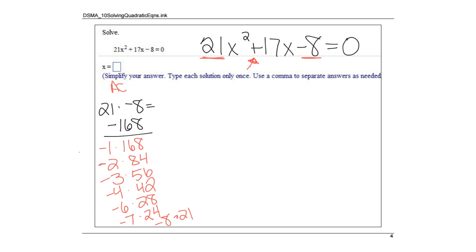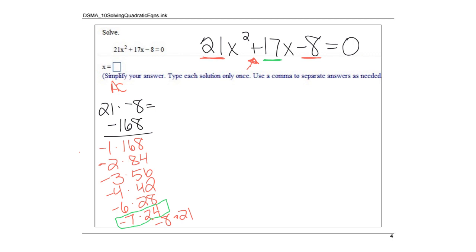So now what I need is when I add, because all of those multiply to give me negative 168, but I need them to add, right? I need to add them together and get a positive 17. So I think that's going to be right here, negative 7 and positive 24, right? Because if we multiply those two, we would get negative 168. If we add them together, we would get the plus 17 in the middle.